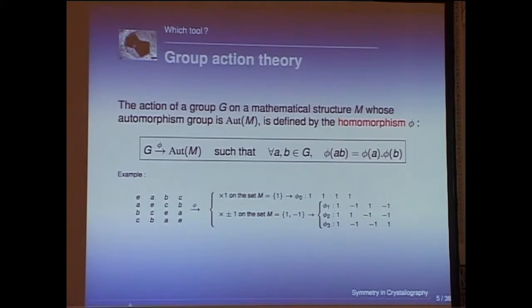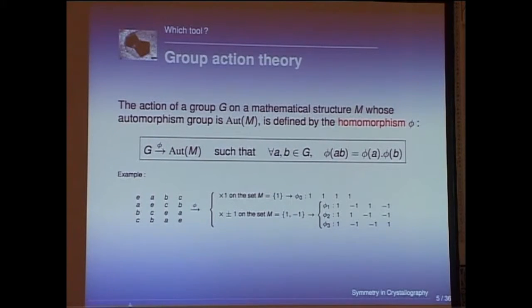Let me give you very simple examples, and then we start going to something interesting. Here I take as M one number, the number one. What are the automorphisms of M? What kind of operation leaves one invariant? The multiplication by one. If I multiply one by one, I get one. What is the correspondence between E, A, B, and C on this set? If I make phi equal to one for E, A, B, and C, of course the multiplication table is satisfied. In any case, one times one is equal to one. So this is what's called the trivial representation. Now I can take some M more interesting.